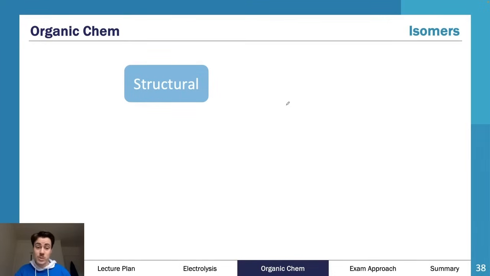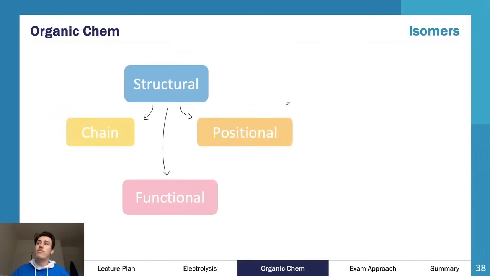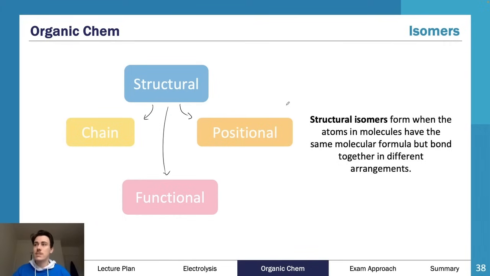It's quite difficult, so you're probably reading it and being confused. Don't worry about it. We'll talk about it next area of study. So isomers for this area of study are structural, and they're broken up into three distinct categories: chain, functional, positional. Structural isomers are essentially a form where the atoms in the molecule have the same molecular formula, but they bond together in different arrangements. So they're the same stuff, just different ways.